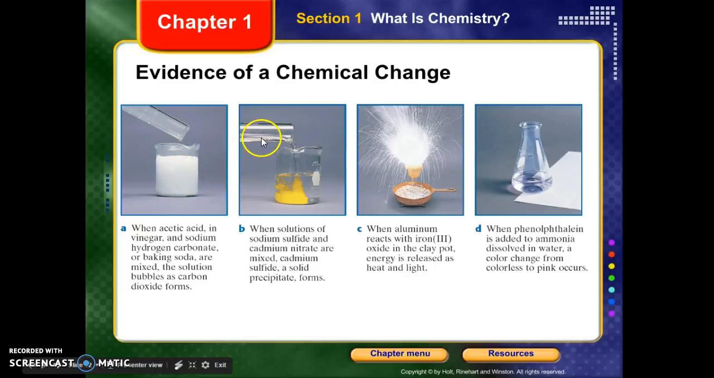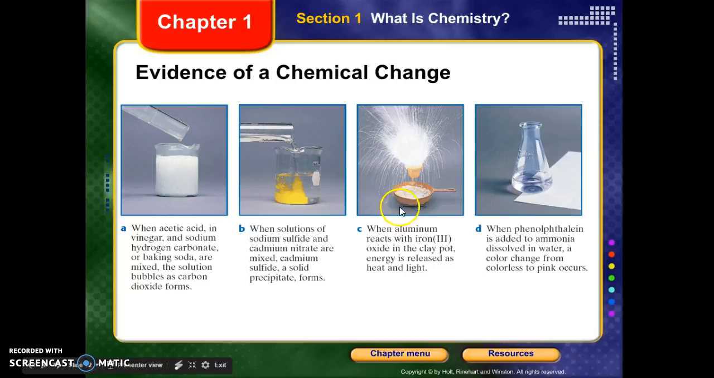If we take two clear liquids, like sodium sulfide here and cadmium nitrate here, and we pour them together, a reaction takes place where the sulfide from the sodium sulfide and the cadmium from the cadmium nitrate break apart and join back together to form a yellow precipitate of cadmium sulfide.